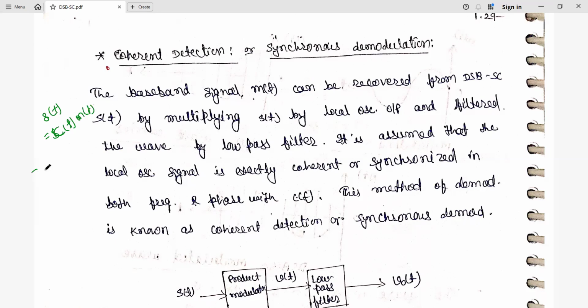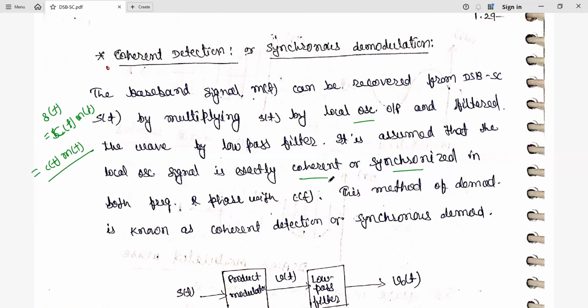So like here, c of t is our square wave, m of t we can take as the sinusoidal waveform for the explanation purpose. And what is the requirement here? What is the frequency of the local oscillators? In the input side, the same frequency we have to obtain from the local oscillator in the receiver side. So that is exactly coherent or synchronized, both in terms of frequency and phase of the carrier signal.